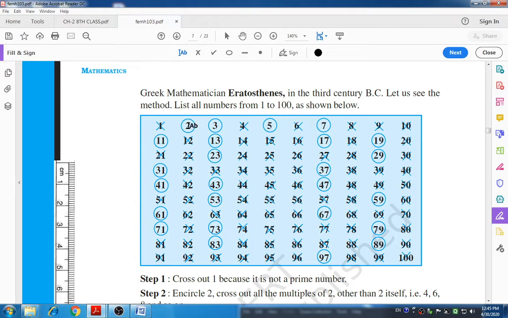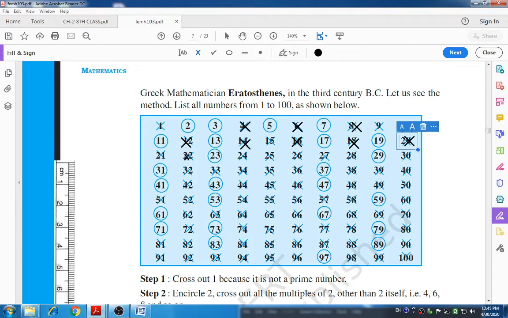We now encircle the 2 and cross out all the multiples of 2 other than 2 itself. Look at here carefully. What are the multiples of 2? 2 ones are 2, 2 twos are 4, 2 threes are 6, 2 fours are 8, 2 fives are 10, 2 sixes are 12, 2 sevens are 14, 2 eights are 16, 2 nines are 18, 2 tens are 20. Okay, these numbers have a difference of 2.